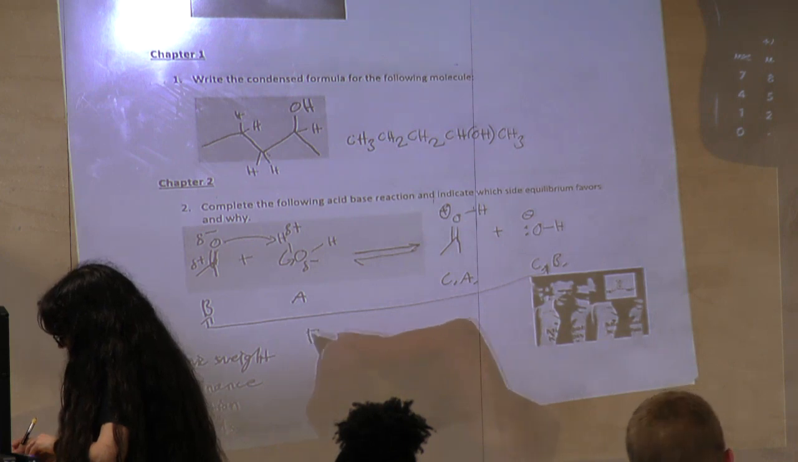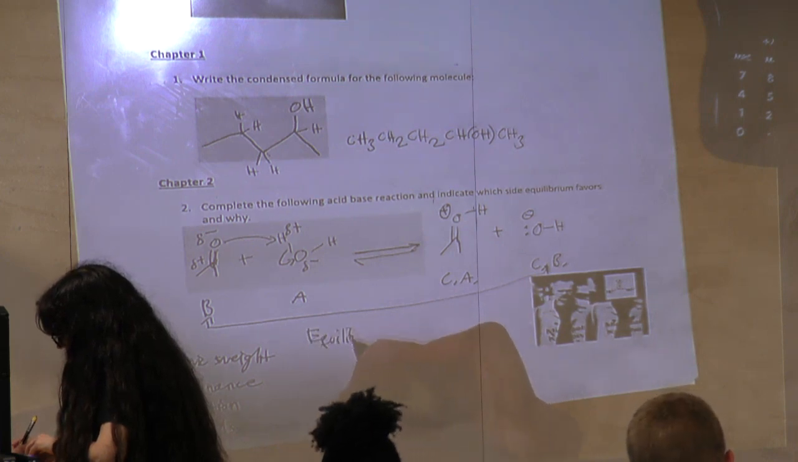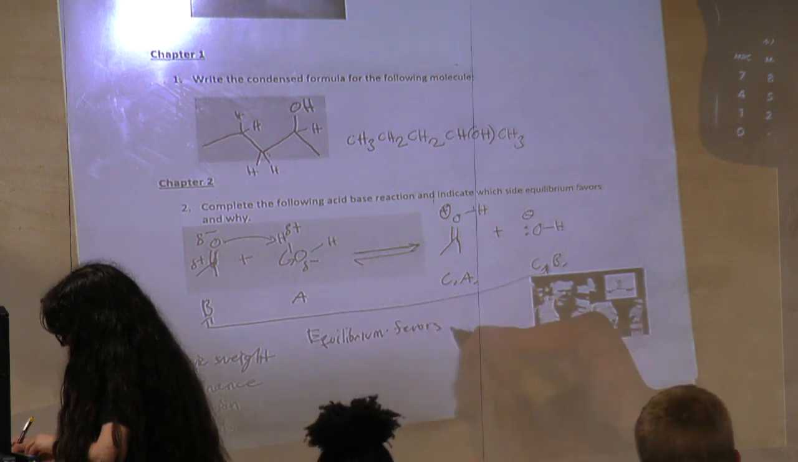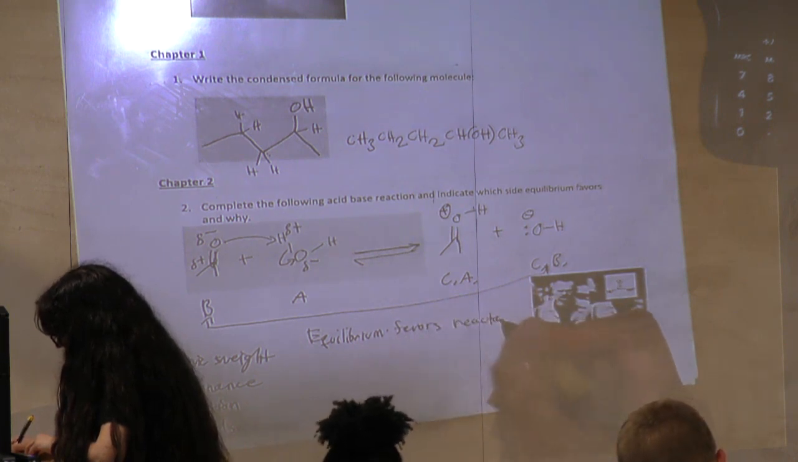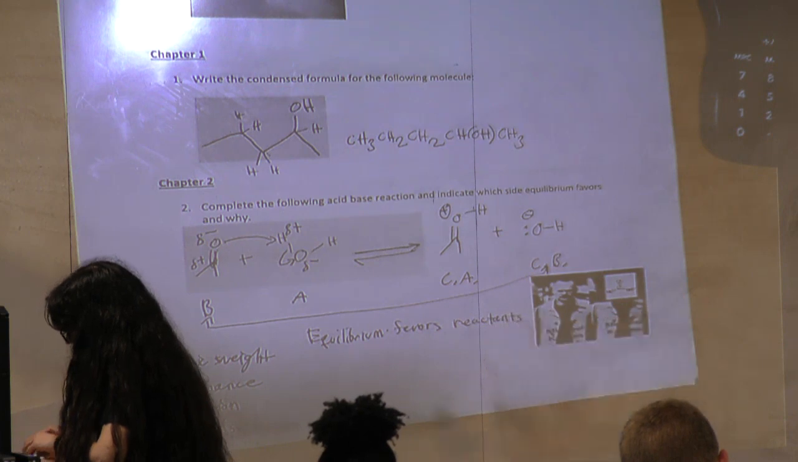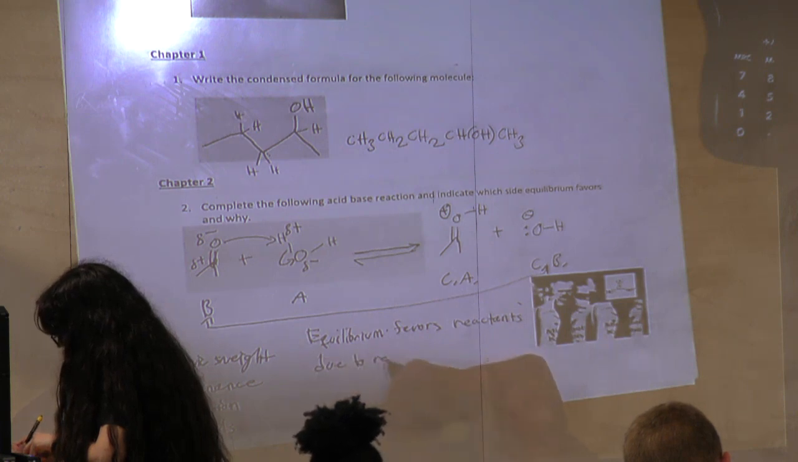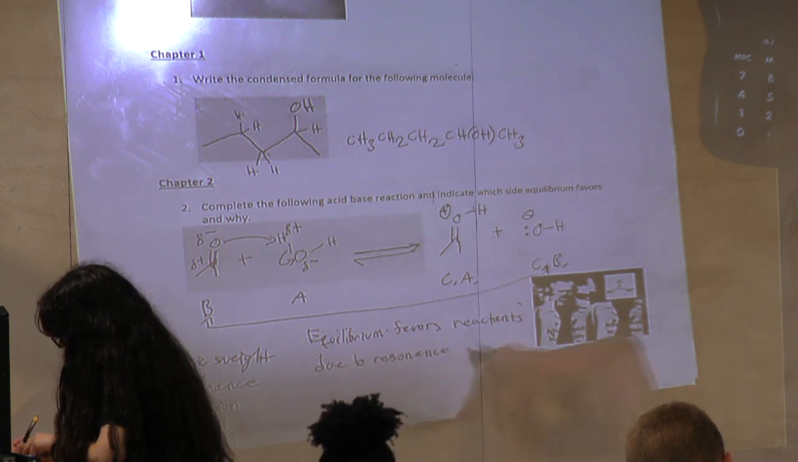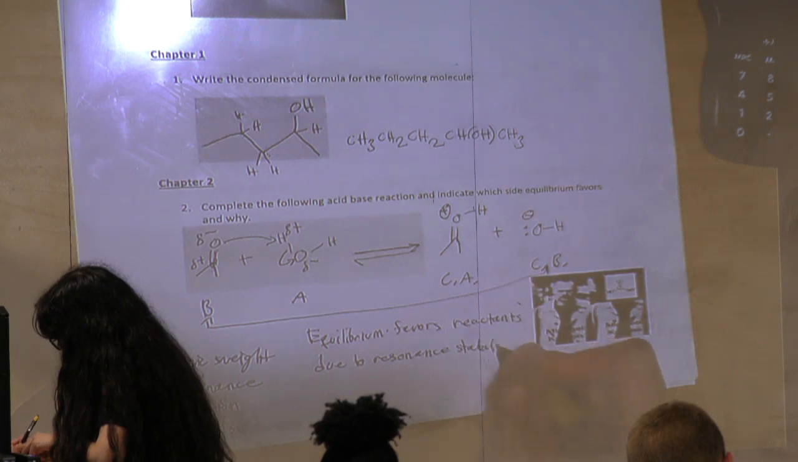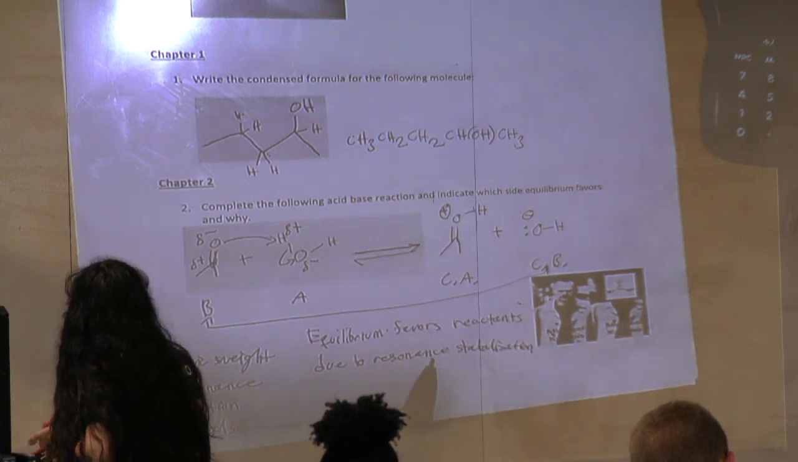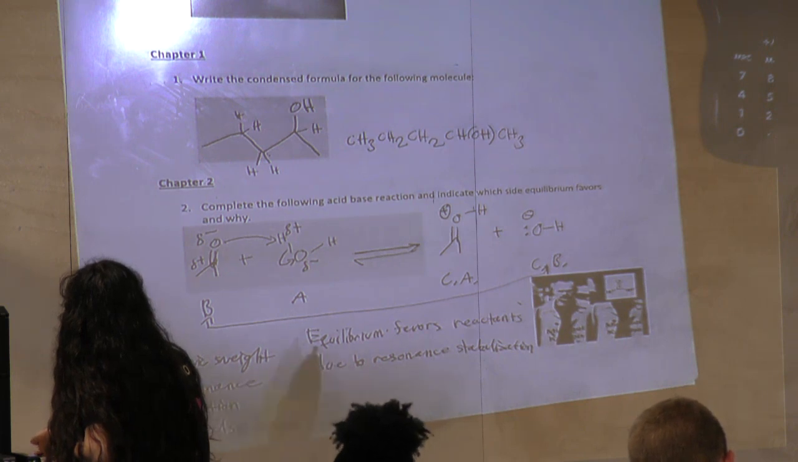So equilibrium favors our reactants, because our base is more stable due to resonance. Equilibrium favors reactants due to resonance stabilization. So if you're on an exam, more than likely they're going to ask you to answer this question in regard to ARIO, like with multiple choice.